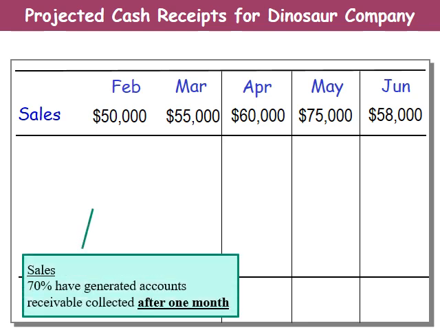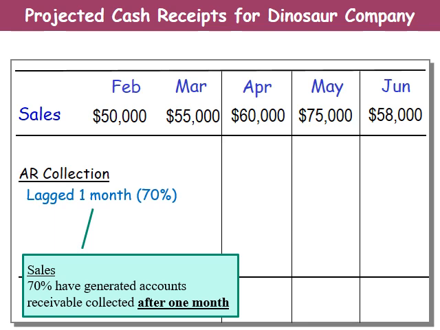70% have generated accounts receivable collected after 1 month. Accounts receivable collection lag 1 month, 70%. Basically, it means a sale made today, but cash is collected 1 month later. So there's a 1 month lag from the point of sales to the point of cash collection.